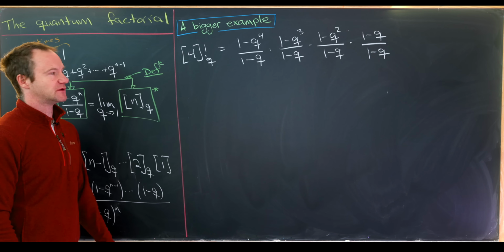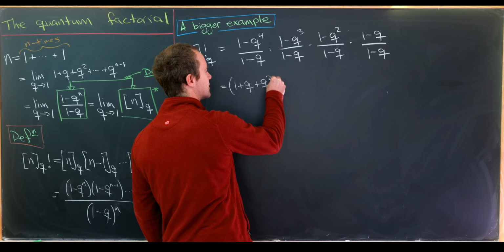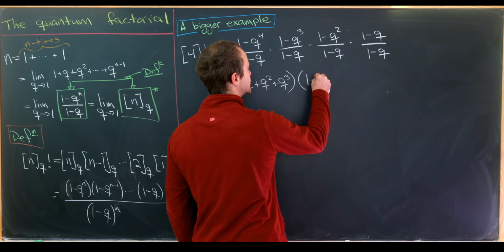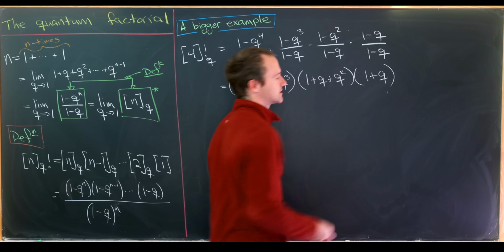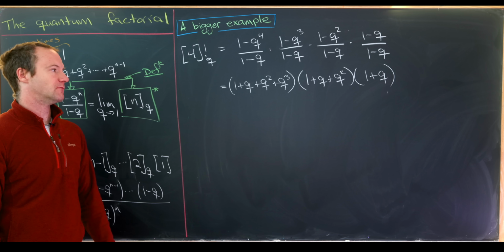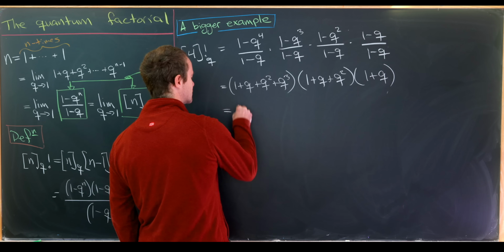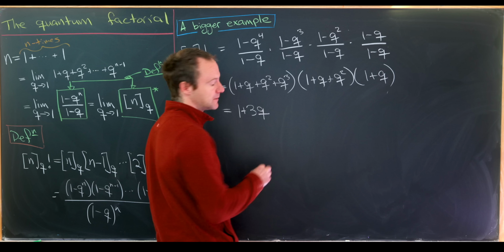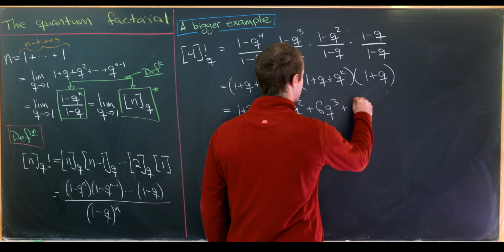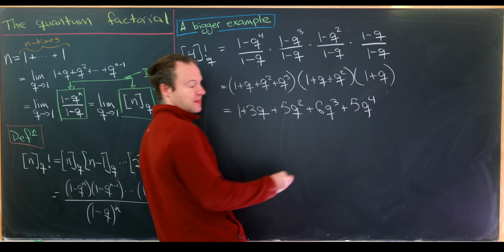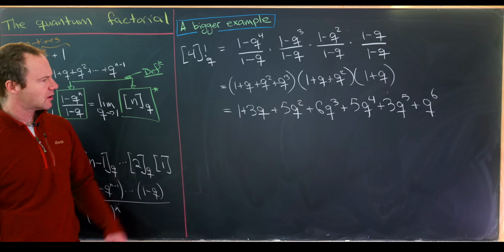But notice each of those rational functions simplifies quite nicely. So this first one simplifies to 1 plus q plus q squared plus q cubed. This second one to 1 plus q plus q squared. And this last one, using a difference of squares factorization, we have 1 plus q. Okay. Now it's just a matter of multiplying that out, which isn't super interesting, so we'll just jump to its expansion. So this is in fact equal to 1 plus 3 times q plus 5 times q squared plus 6 times q cubed plus 5 times q to the 4th plus 3 times q to the 5th plus q to the 6th. Okay, so that's looking good.